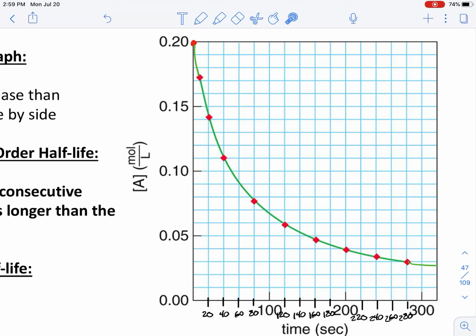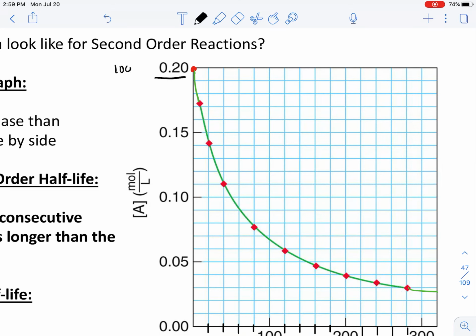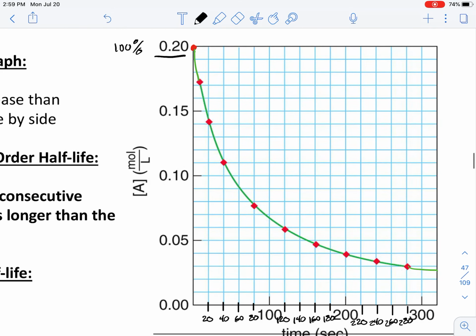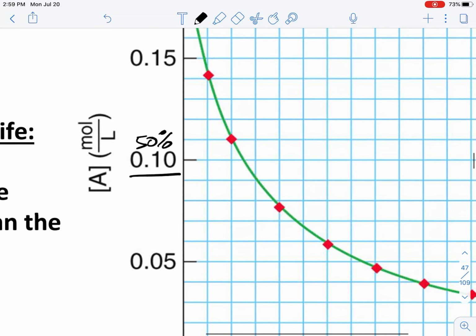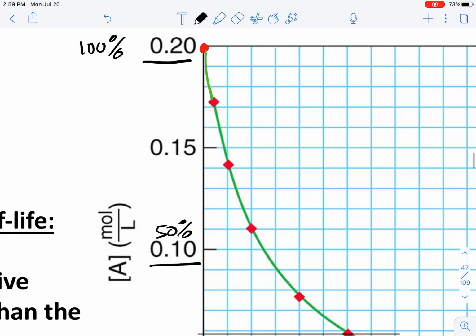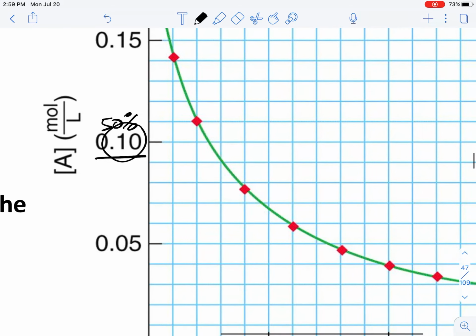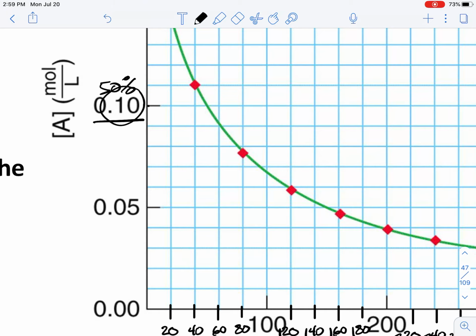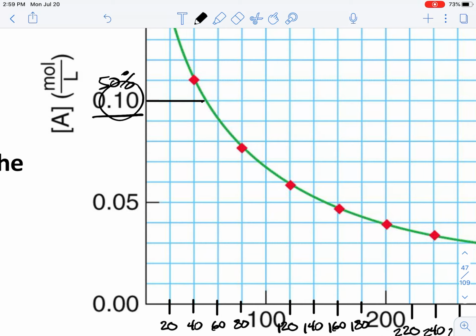And so if we are taking a look at the original value, which in this case is going to be 0.20, you can associate this as 100% reactant. Half of 0.20 is 0.10, so this is 50%. And I want to know how long it'll take for the concentration of reactant A to go from 0.20 all the way to 0.10. I can figure that out by extrapolating a line until it hits the actual green curve.